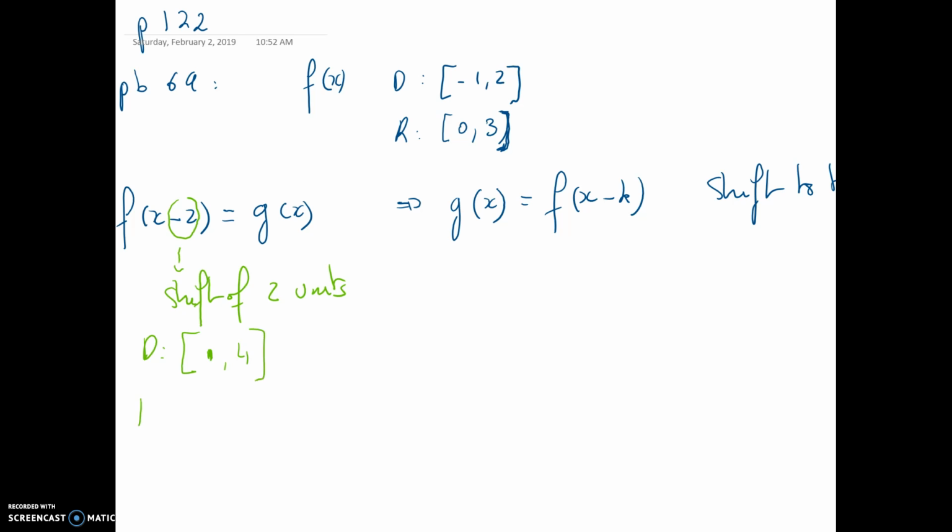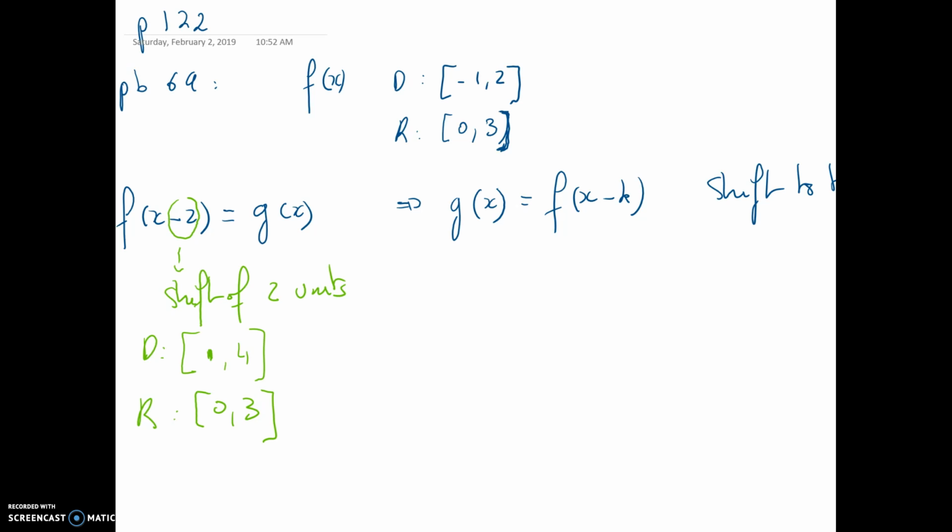My range, on the other hand, does not change at all, because I just moved horizontally. I never moved vertically. Therefore, all the values of y are exactly the same, and the range doesn't change. So my range is still [0, 3].